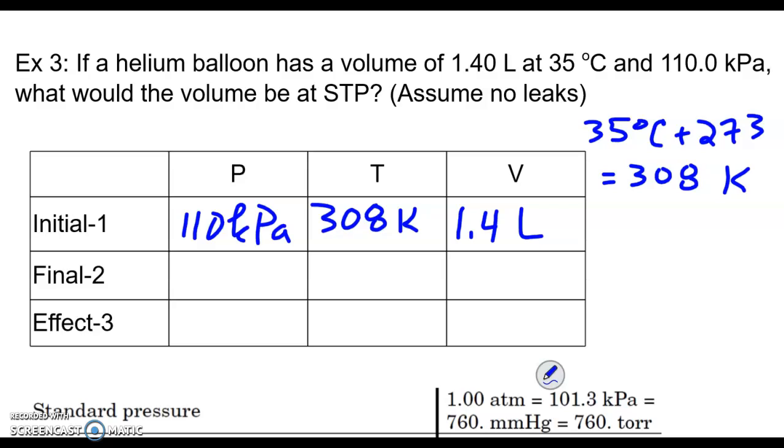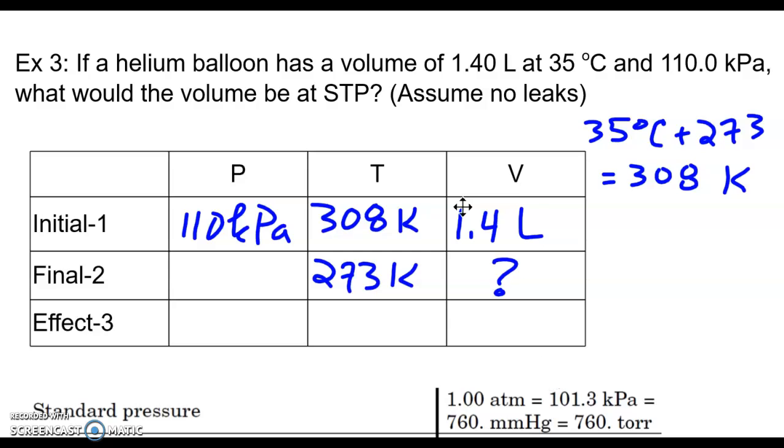What would the volume be at STP? So what would the volume be? So we're looking for volume, standard temperature, and pressure. Well, standard temperature is always 273 Kelvin. If you forget that, you can always check back on page 1 of your reference tables.